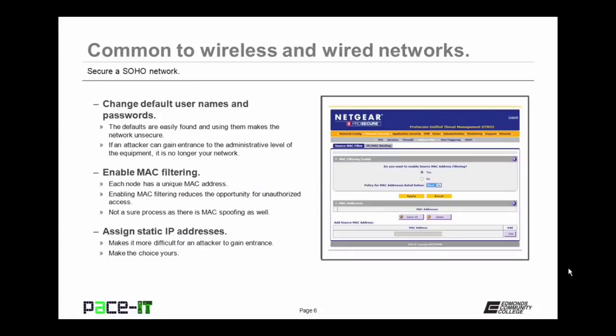You can also assign static IP addresses as another method of securing a network. This makes it a little bit more difficult for an outside attacker to gain entrance if each node is assigned a specific IP address, as opposed to relying upon DHCP. It does make it a little bit more difficult to manage the network, but it does make it that much more secure. And if you do assign static IP addresses, make it your IP address. Don't use the default IP addressing scheme.